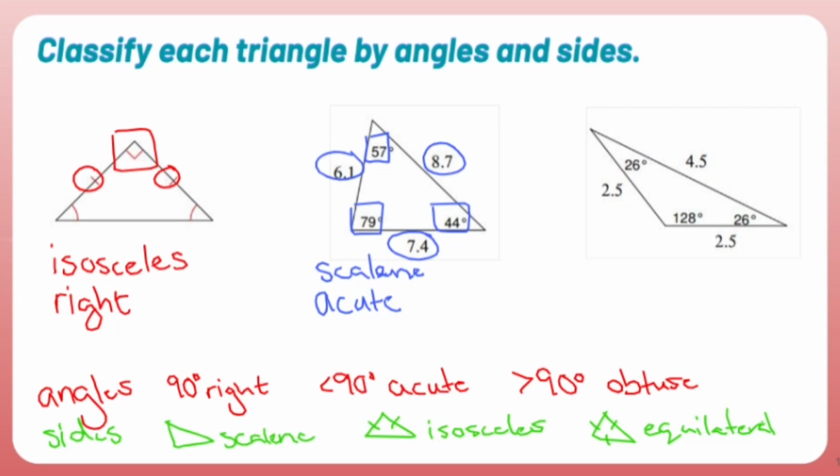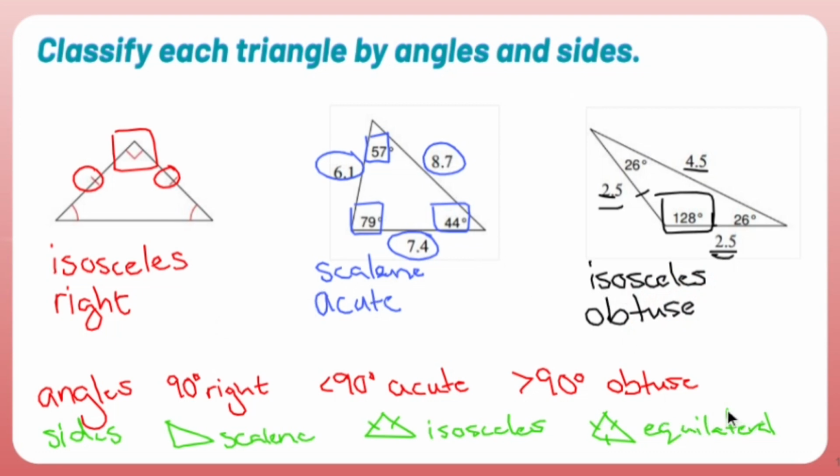Triangle. And last but not least, we have this triangle over here where this side is different from that side, but these two sides are exactly the same. So we have ourselves another isosceles. What makes this one different from this one is that angle is greater than 90, which means this triangle is obtuse.